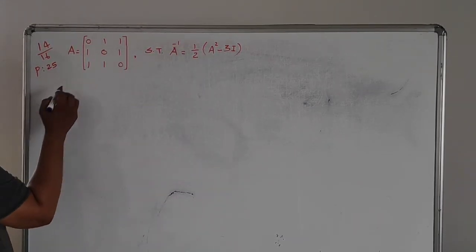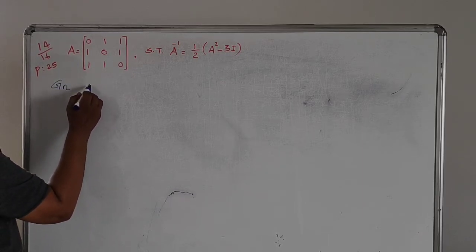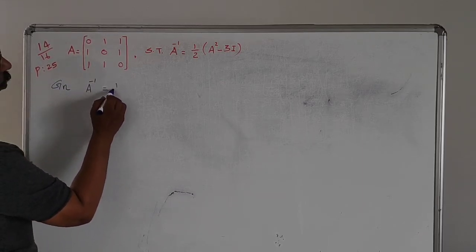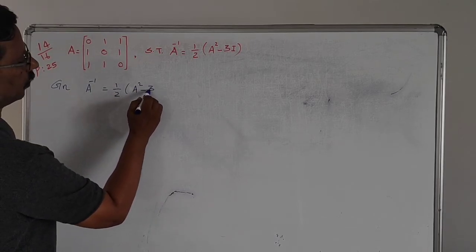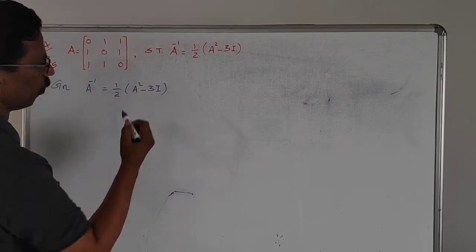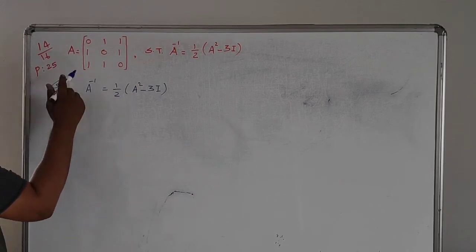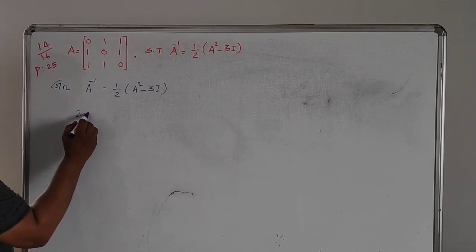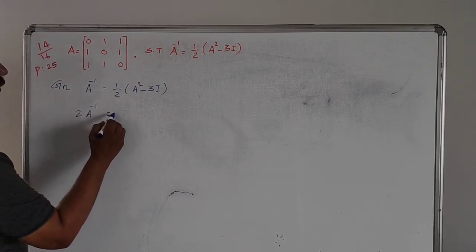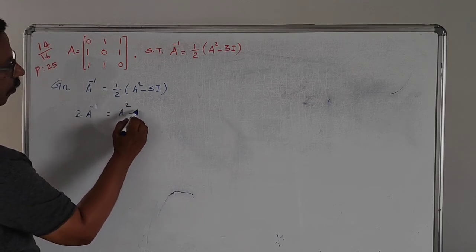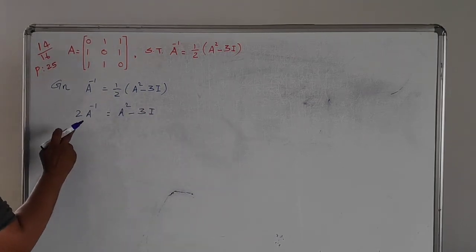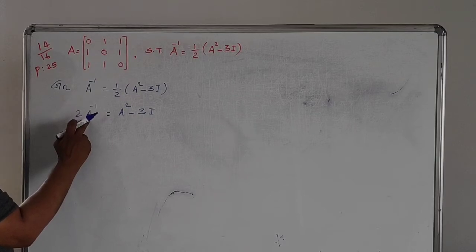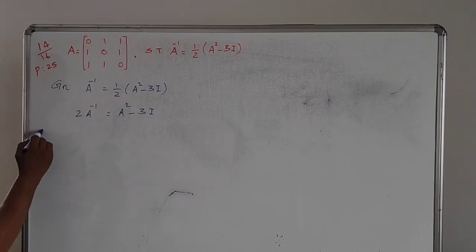For that, it is given A inverse is equal to 1 by 2 into A square minus 3A. Now we can modify this result. To bring this to this side, you can write 2 times A inverse is equal to A square minus 3I. Now after this, we need to eliminate this A inverse, means you multiply or divide by A.